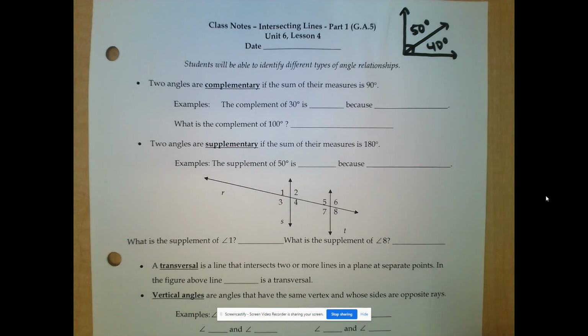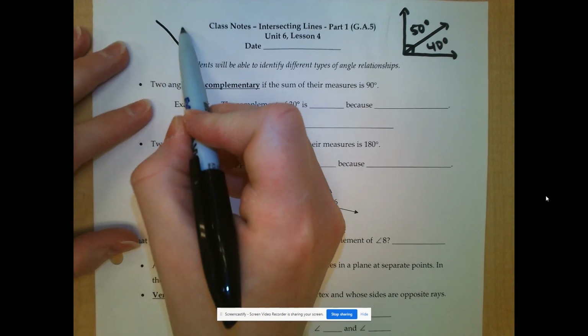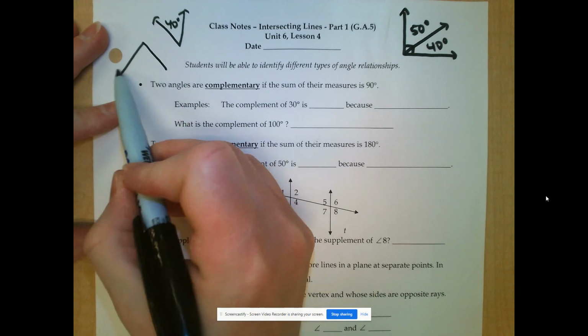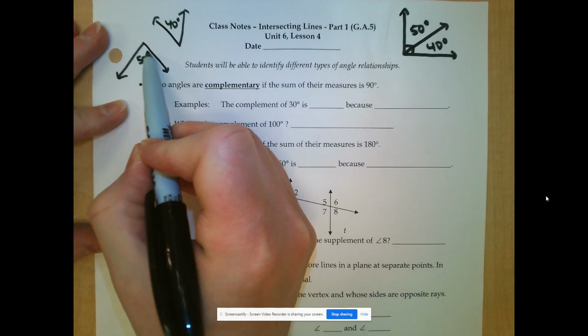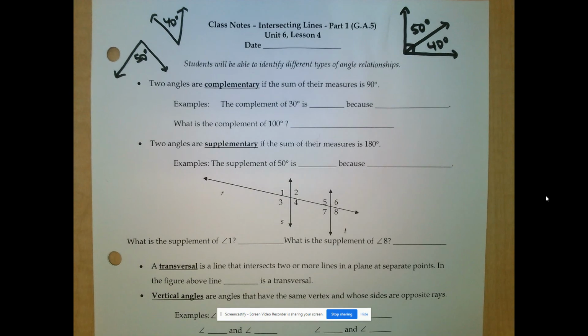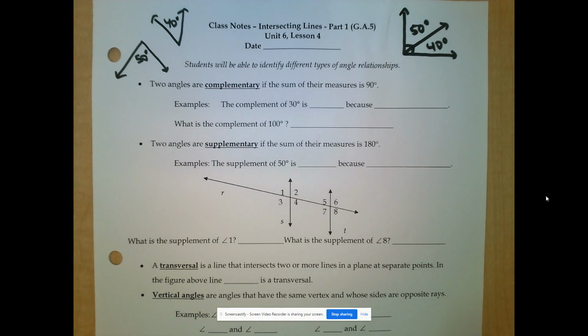You might also have two angles that are not touching at all. They do not have to be part of a 90-degree angle. So you might have a 40-degree angle here and then a 50-degree angle over here, and you could still say that those two angles are complementary, even if they're not touching or using the same vertex. So complementary if their sum is 90 degrees.